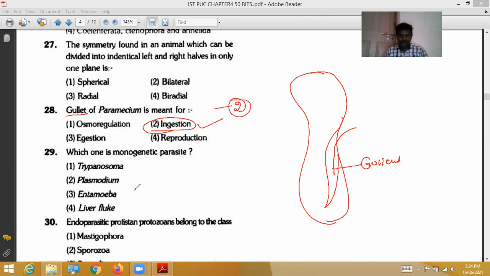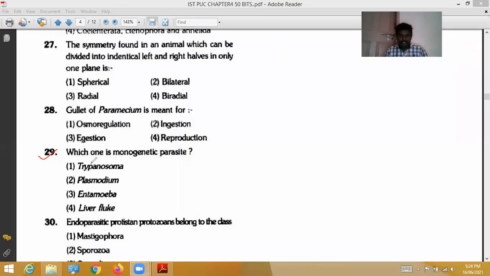The second option is correct. It is not osmoregulation. Egestion means expelling undigested waste material through the anus. Reproduction is different. So among the 4 options, the second option is correct. 28th question, the correct option is second.